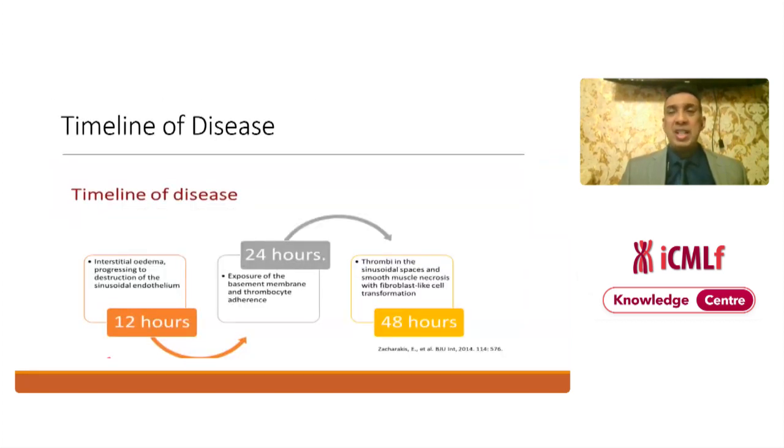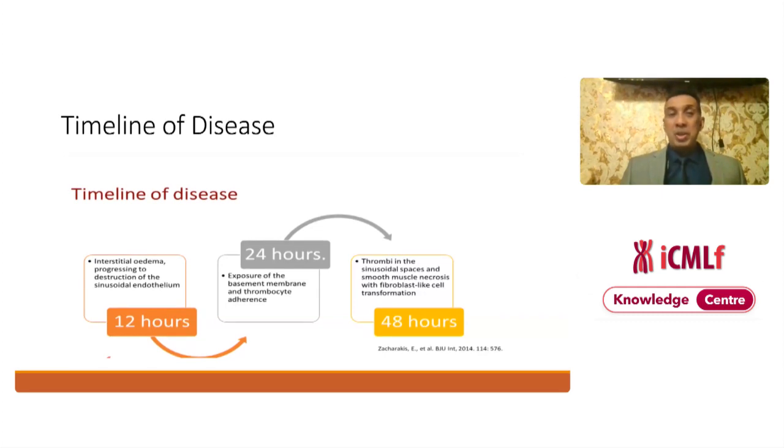The timeline of the disease is of paramount importance, and we talk about 3 timelines: 12 hours, 24 hours, and 48 hours. In the first 12 hours, there will be interstitial edema progressing to destruction of the sinusoidal endothelium. In the next 24 hours, there will be exposure of the basement membrane and thrombocyte adherence. By 48 hours, there will be thrombi in the sinusoidal space and smooth muscle necrosis with fibroblast-like transformation.